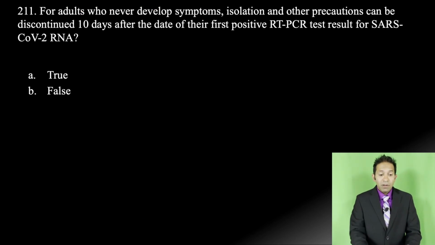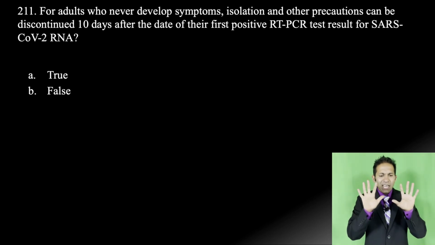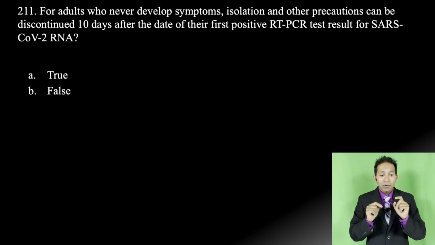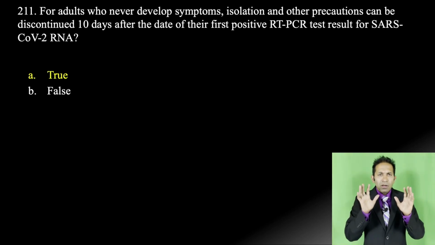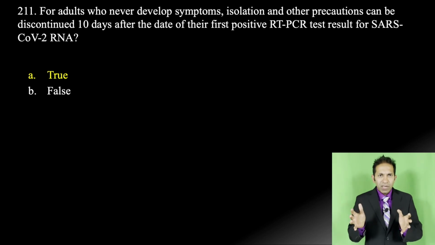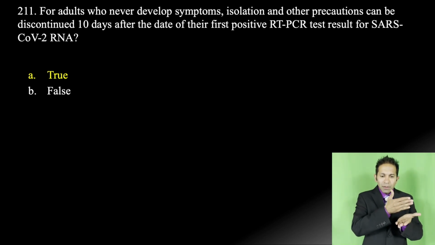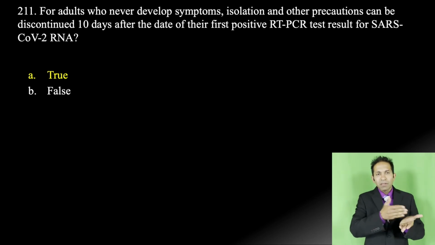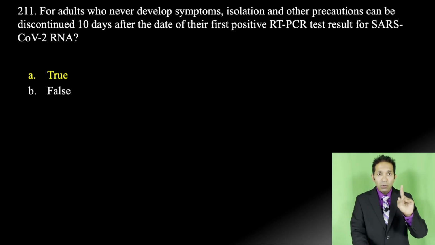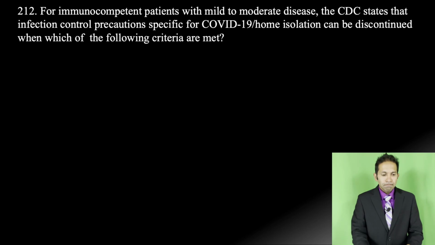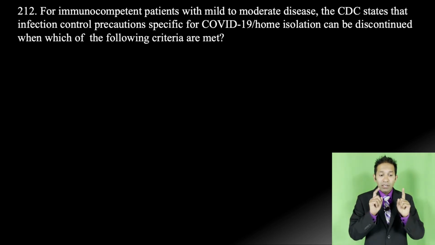Question number 211. For an adult who never develops symptoms, isolation and other precautions can be discontinued 10 days after the date of their first positive RT-PCR test result for SARS-CoV-2 RNA. Is that true or false? This statement is true. So for a patient who has asymptomatic COVID-19 infection, from the day you detect their positive PCR, after 10 days you can discontinue their isolation and precautions, okay? So this is for a patient who never develops symptoms, okay? I think let's go to next slide and do question number 112.